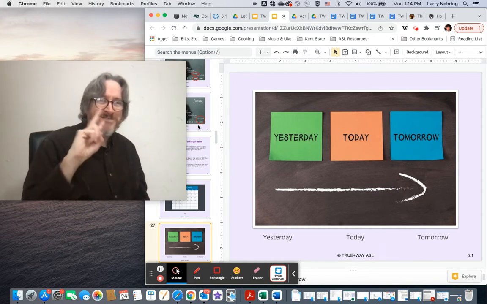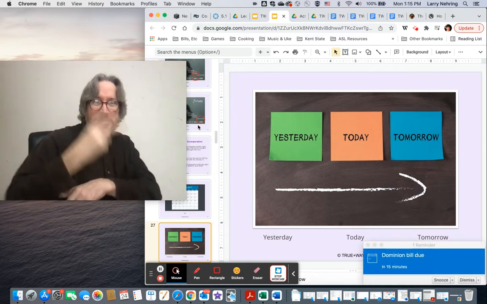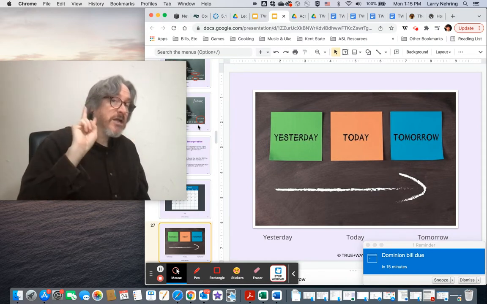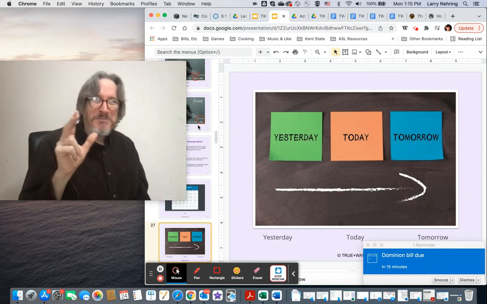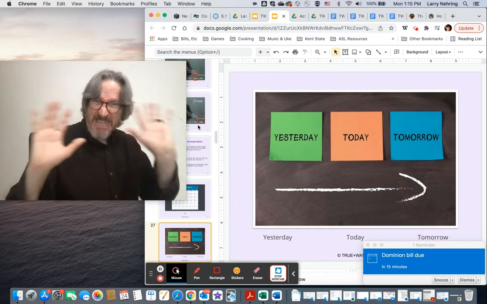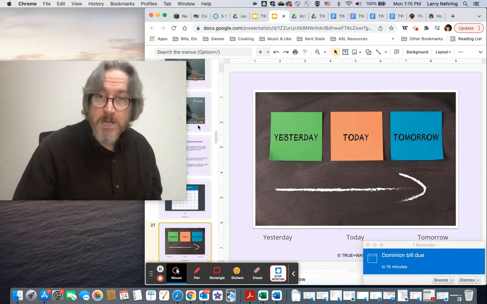We don't use 2 days in the future, tomorrow. Two days future. That's clear. Yes, 2 days ago. And I've seen 3 days ago, but not very often. 2 days past is the clearest way. But you will see this for 2 days ago. It's not a huge one.